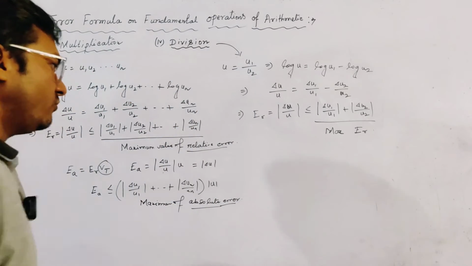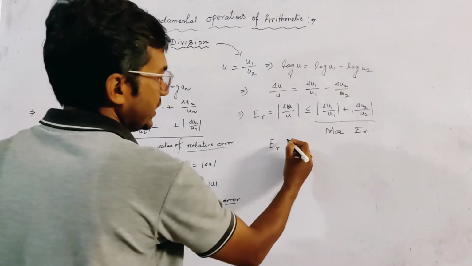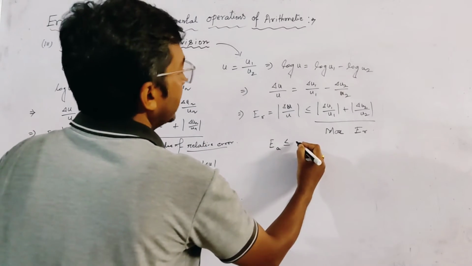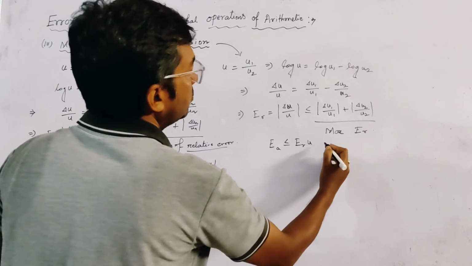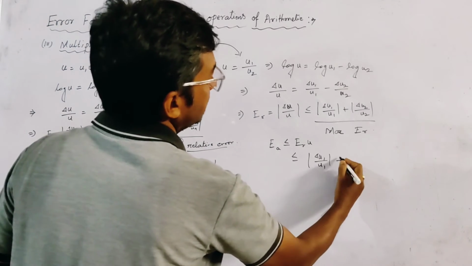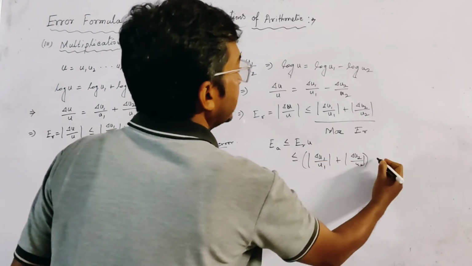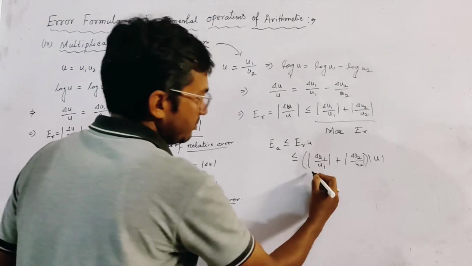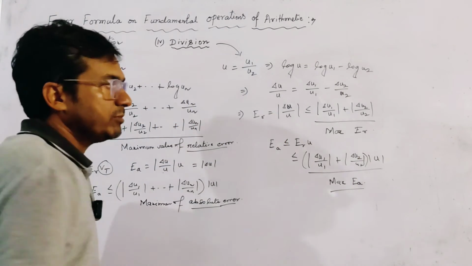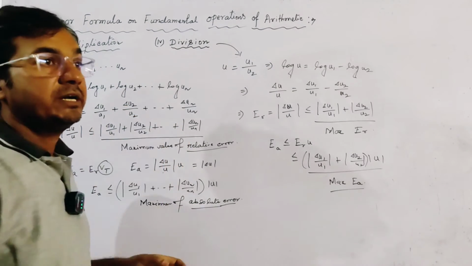Similarly, as in the first case, the maximum value of absolute error is ≤ ER into u. So we get ≤ (mod of delta u1 by u1 + mod of delta u2 by u2) into u. This is the maximum value of absolute error.